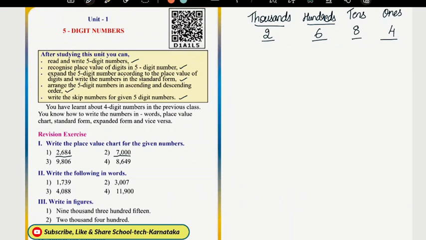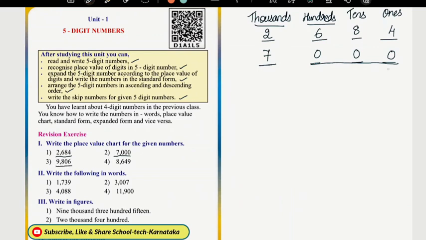Similarly, for the second given number, which is 7000, we write it as 0007. This number is 7000. Since at hundreds, tens and ones place we have zeros, we skip these and this number is simply read as 7000.